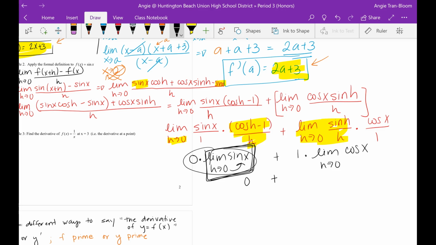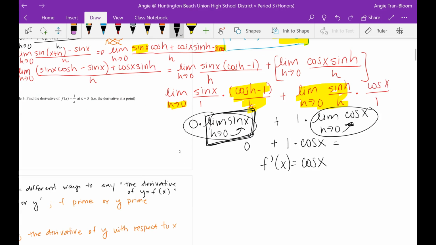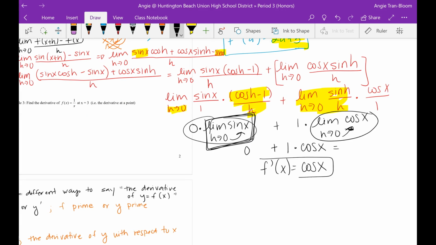Over here, well, guess what? The limit as h approaches 0, h is not even in this equation. So cosine of the limit as h approaches 0 of x is just cosine of x, okay? So that right here is just cosine of x. So guess what? The derivative becomes just cosine of x, okay? So what do we take from this? The derivative of sine is cosine of x. So keep that in mind.